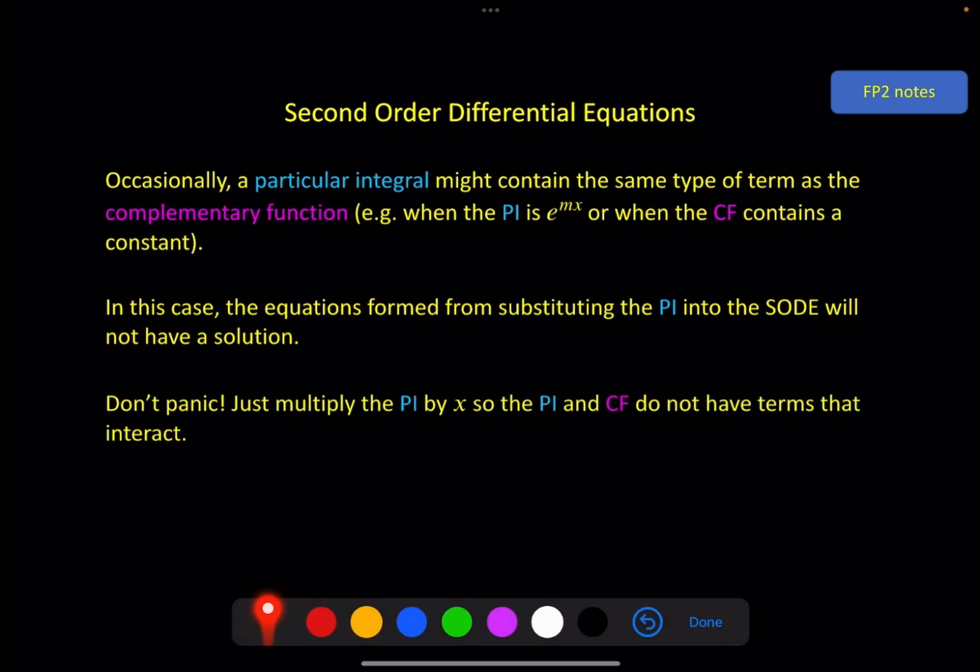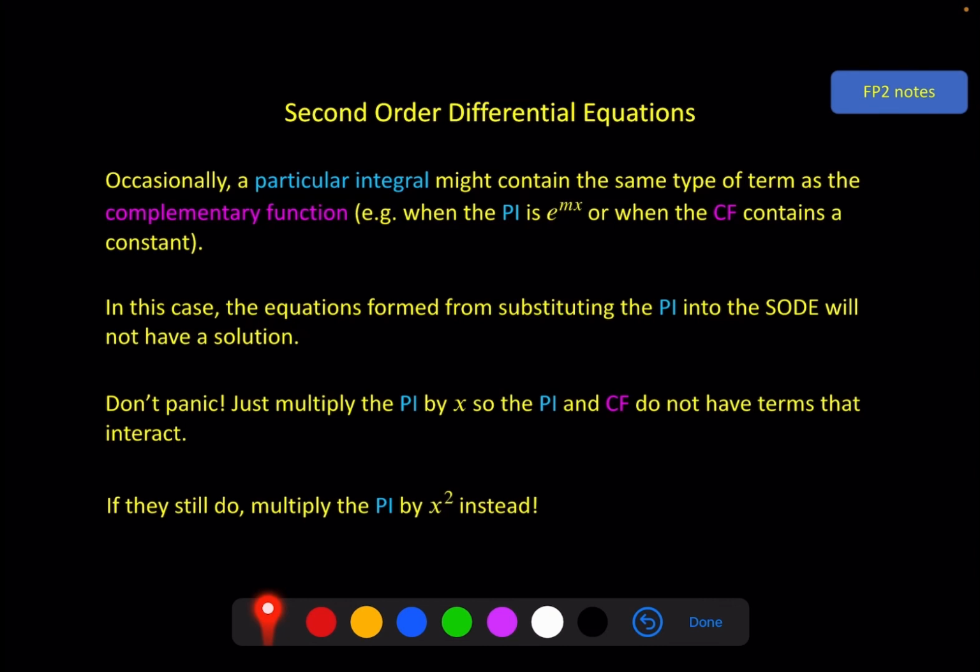Just multiply your particular integral by x. If it's e to the something x, try x e to the something x instead. If that doesn't work, very occasionally that won't work, just multiply by x squared instead. And at the sort of level we're working at A level, one of those should work.